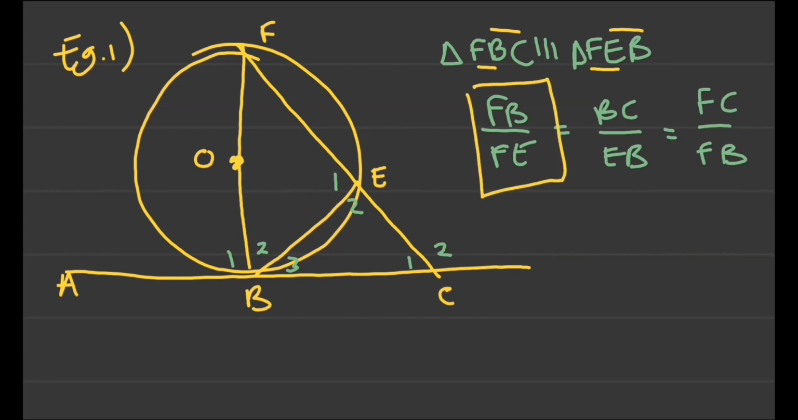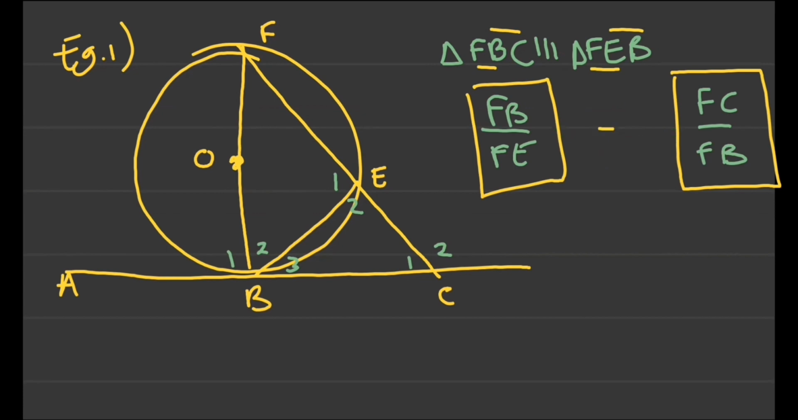You see these two ratios? I'm going to combine them. They are equal to each other. And I'm going to take these two ratios and I'm going to cross multiply. So I'll multiply FB with FB. So that gives me FB squared. And then I multiply FE with FC. So here we have FE multiplied by FC.